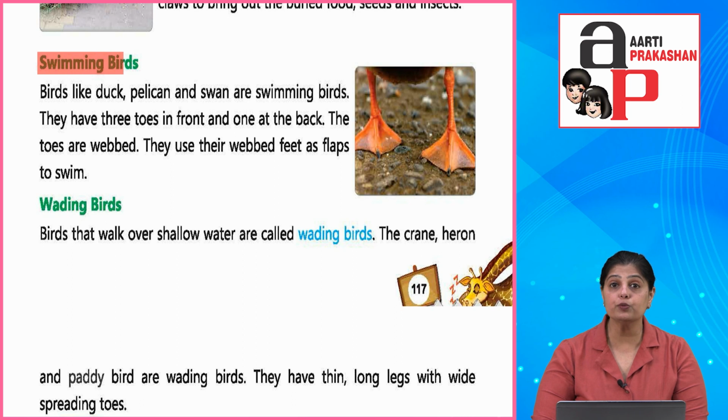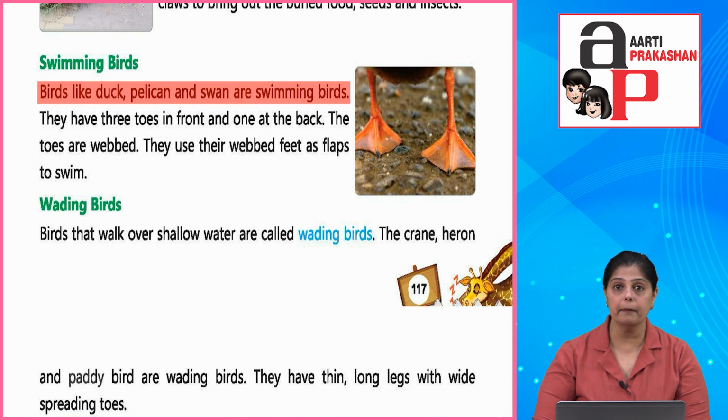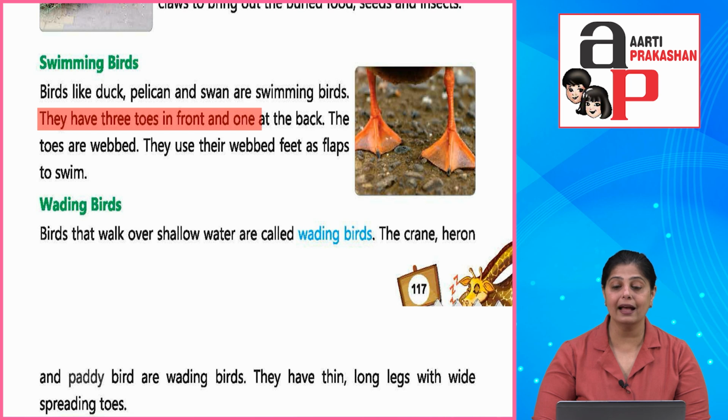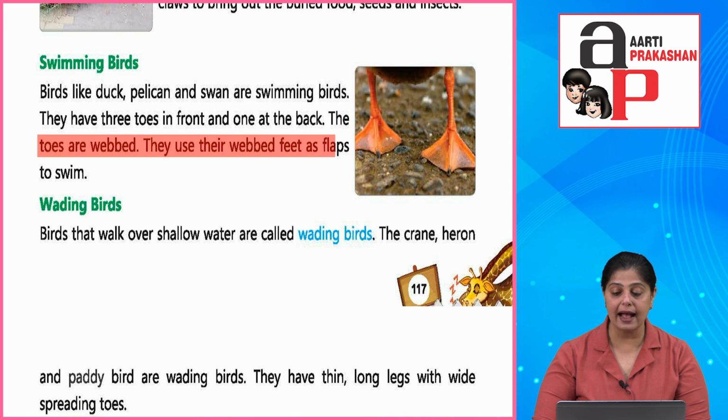Now let's talk about swimming birds. Birds like duck, pelican and swan, they are called swimming birds. Okay, they have 3 toes in front and 1 at the back. The toes are webbed. They use their webbed feet as flaps to swim.